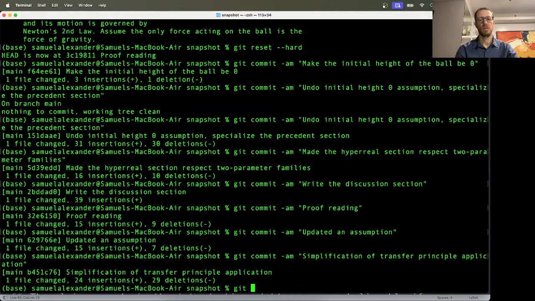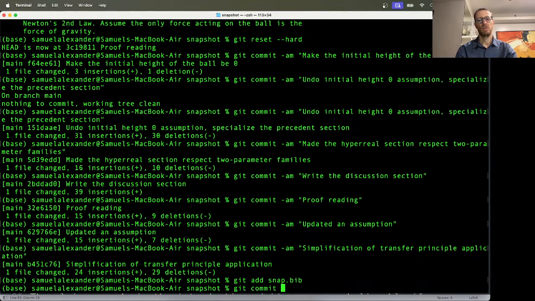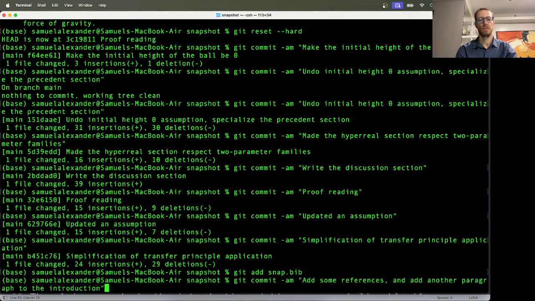Okay. Oh. I forgot to git add snap.bib. I really should have committed earlier. Now the commit is really committing two things at once. Add some references and add another paragraph to the introduction.